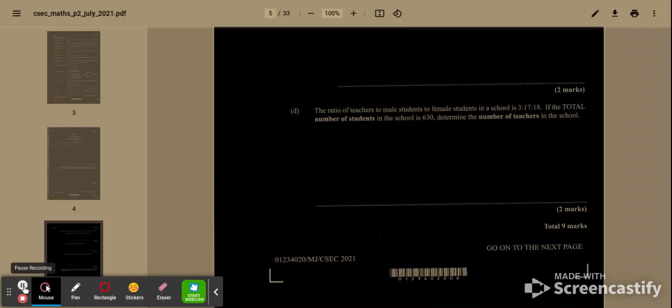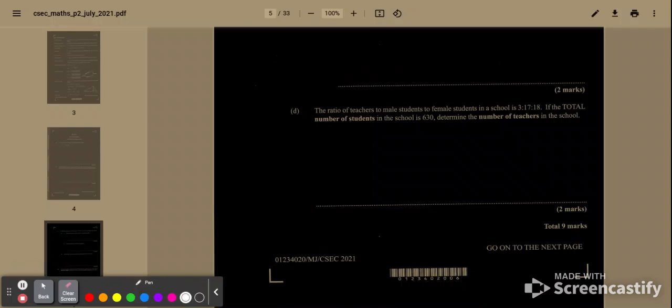So this question says, the final part for number 1, the ratio of teachers to male students to female students in a school is 3 to 17 to 18, right? If the total number of students in the school is 630, determine the number of teachers in the school, right?